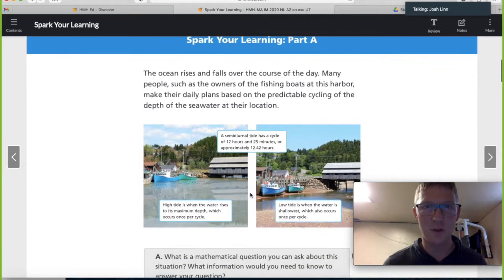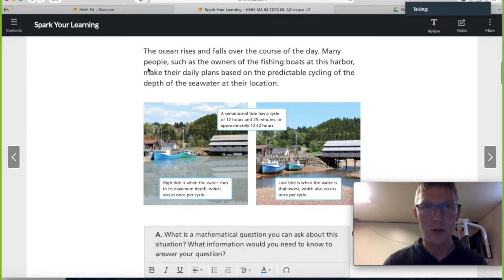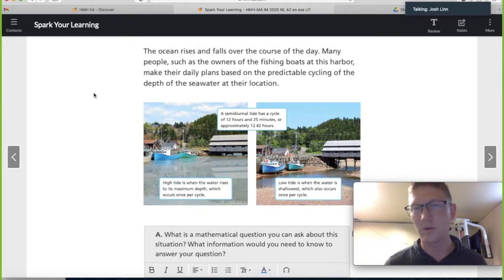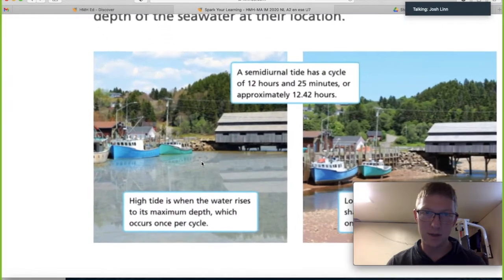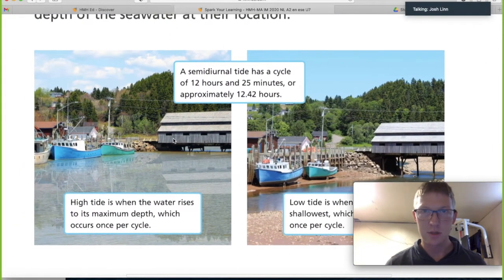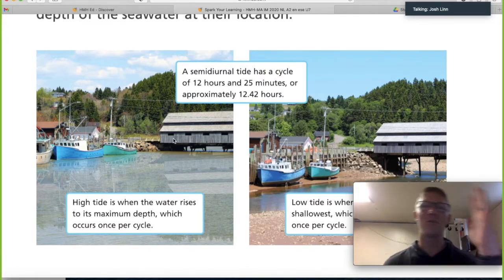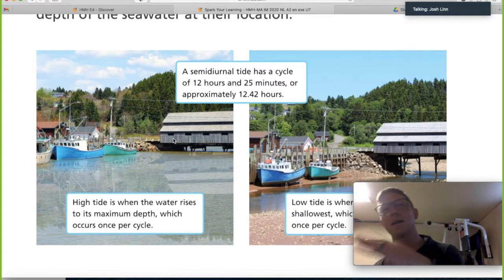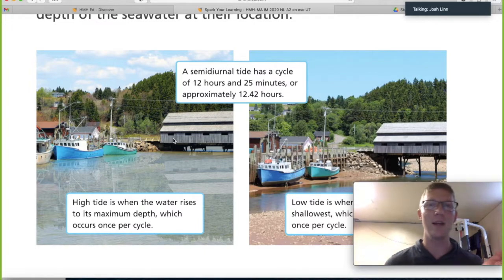What is our spark on learning? The ocean rises and falls over the course of the day. High tide, low tide, things like that. Every 12 hours and 25 minutes, or approximately 12.42 hours. So this is what high tide looks like. This is what low tide looks like. So it goes back and forth, kind of like a trig function, right?